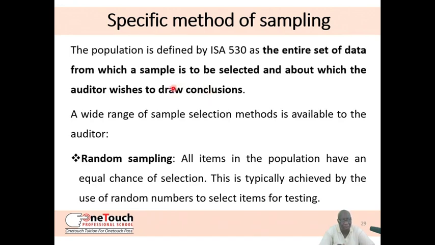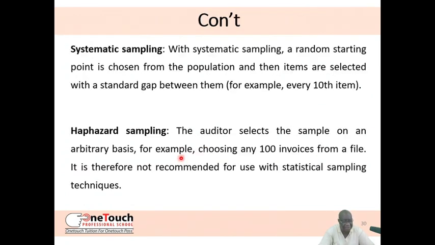So a wide range of sample selection methods is available to the auditor. Random sampling is one of them. What is random sampling? All items in the population have an equal chance of being selected.